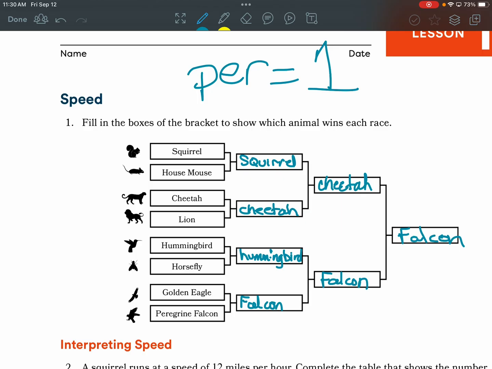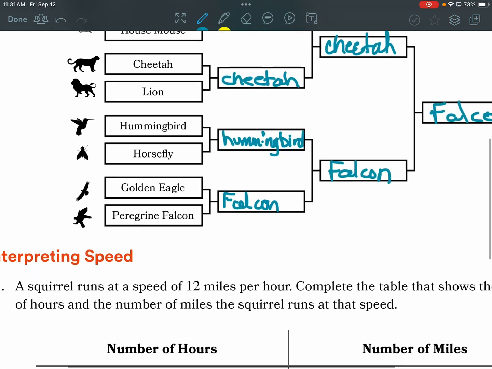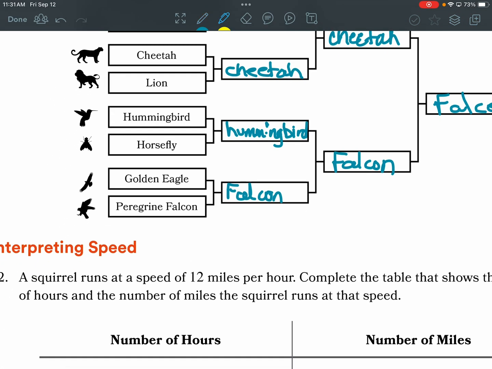If I say Pizza Hut has a sale on pizza, Domino's has a sale on pizza, $10 per pizza, that means $10 for one pizza, okay? Per pizza, one pizza. Per hour means 1 hour. Per minute means 1 minute. So, 12 miles per hour is the speed of the squirrel.